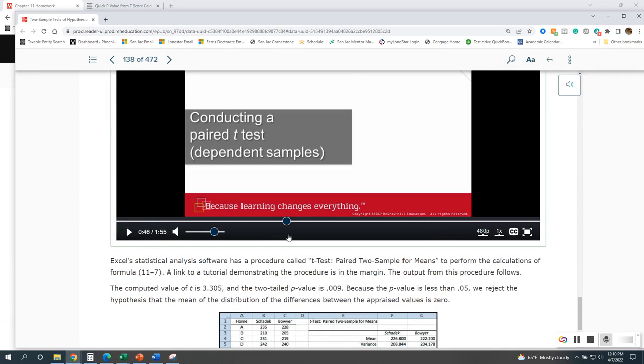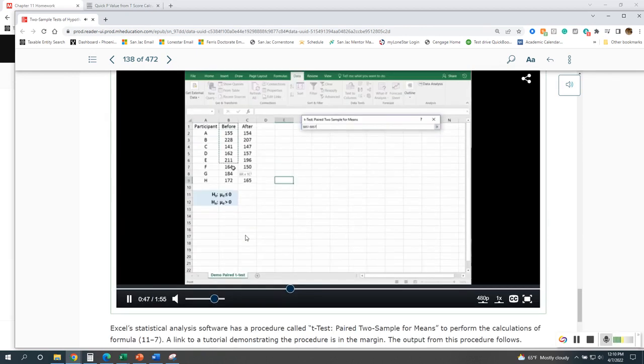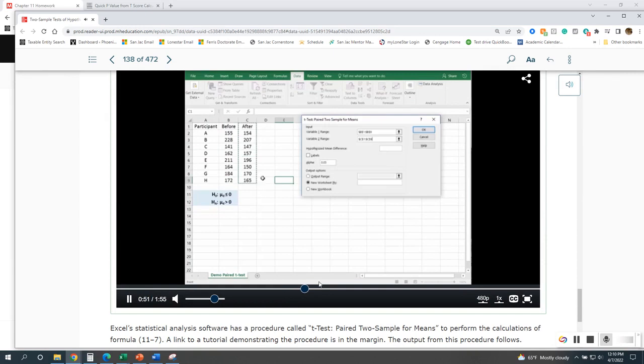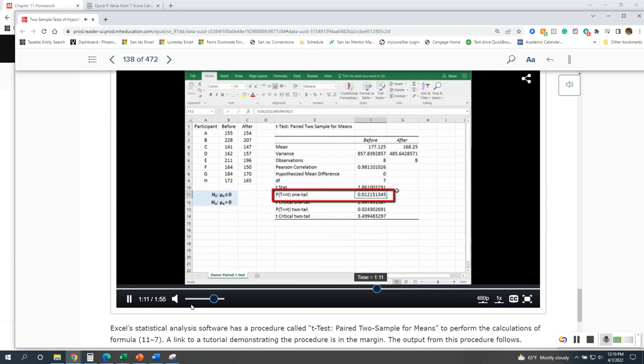Let's see here. Variable 1 range is the before column. Variable 2 range is the after column. Our hypothesized mean difference will put a 0. Yeah, so this is dealing with all the differences. We have a 0.01. Okay. So yeah, this is all dealing with differences.